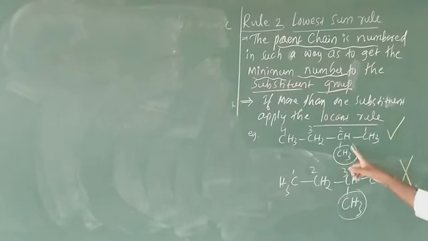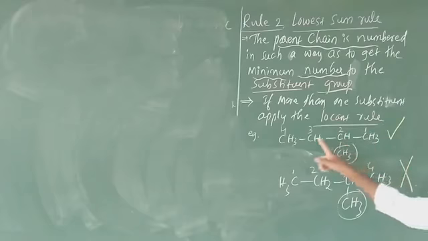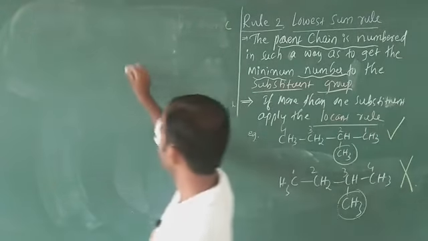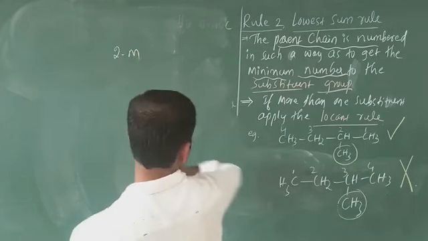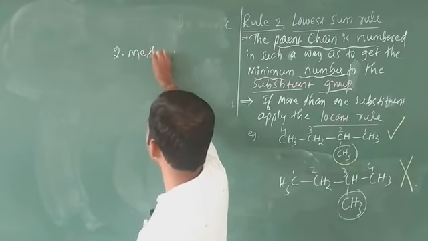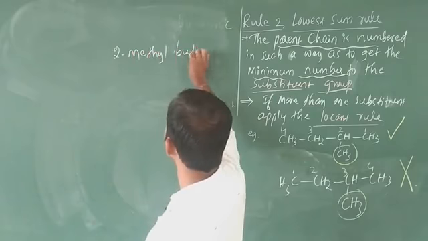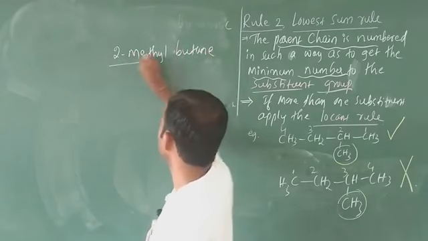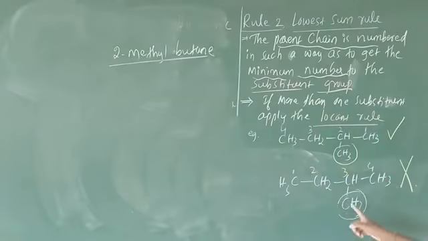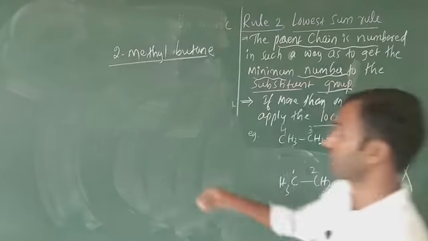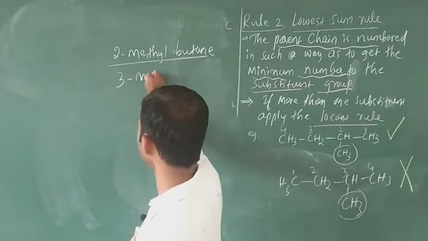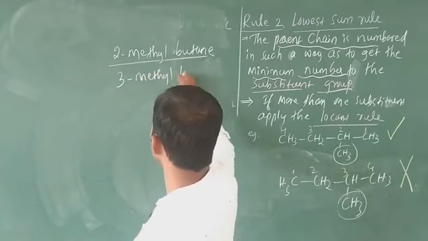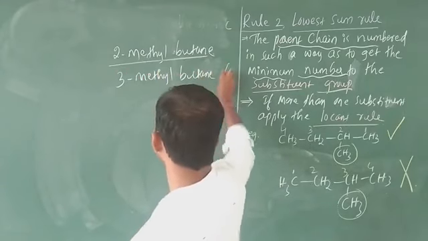Just here, what is the IUPAC nomenclature? This is 2-methyl butane. I am going to write here the IUPAC nomenclature, that is 2-methyl butane. 2-methyl butane is the IUPAC nomenclature. In this case, 1, 2, 3, this third position is going to get the substituent group. So what is the IUPAC nomenclature for this one? 3-methyl butane. 3-methyl butane is wrong.